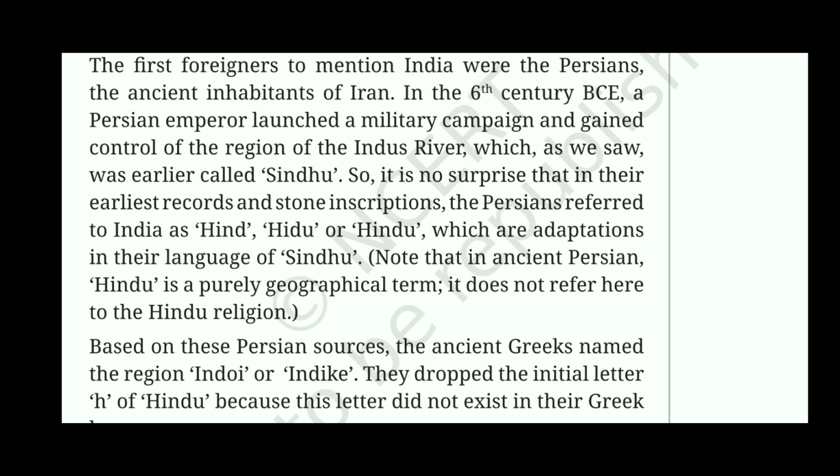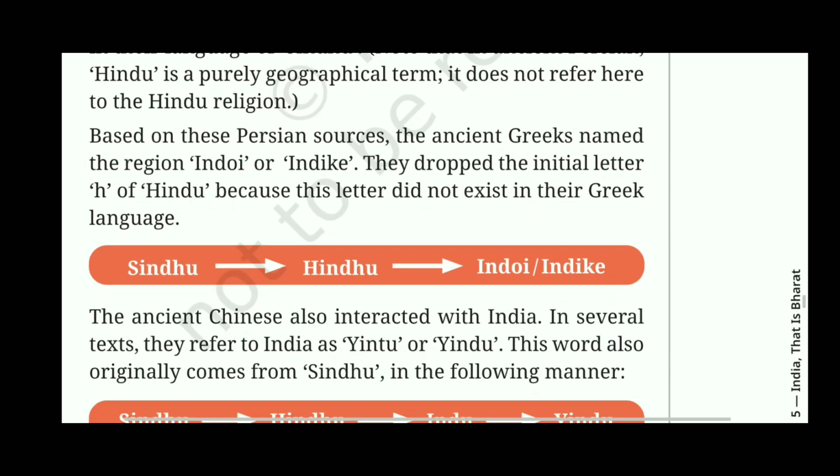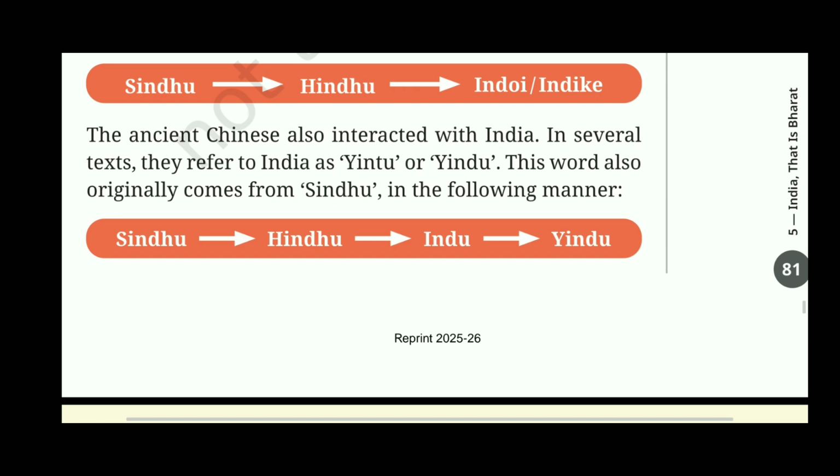Based on these Persian sources, the ancient Greeks named the region Indoi or Indiki. They dropped the initial letter H of Hindu because this letter did not exist in their Greek language. Sindhu, Hindu, Indoi, Indiki. The ancient Chinese also interacted with India. In several texts, they refer to India as Yintu or Yindu. These words also originally come from Sindhu in the following manner: Sindhu, Hindu, Hindu, Yindu.